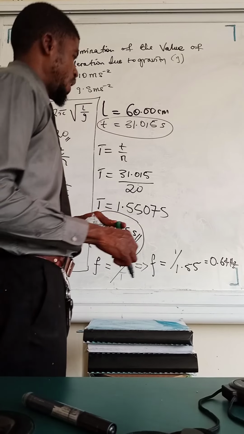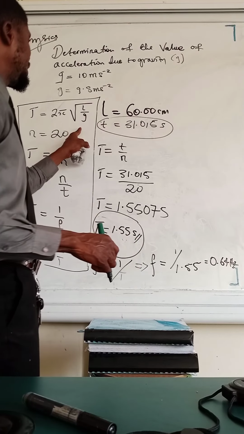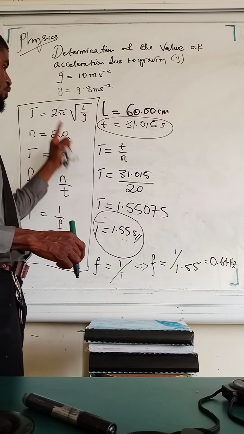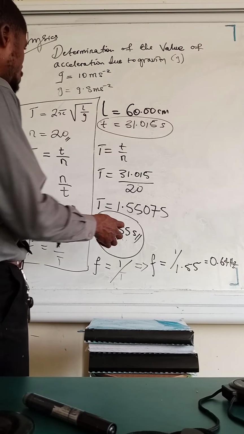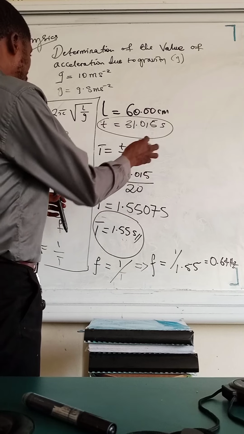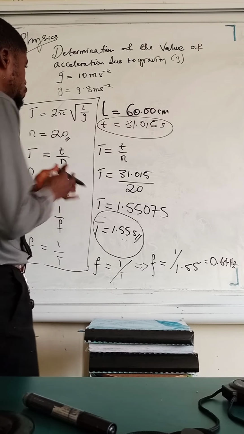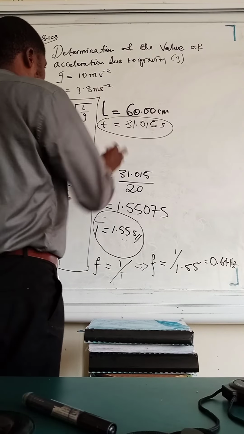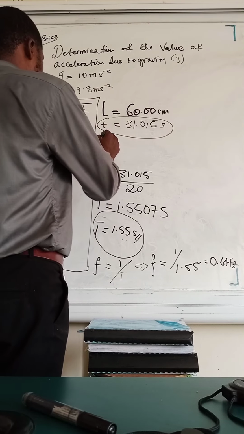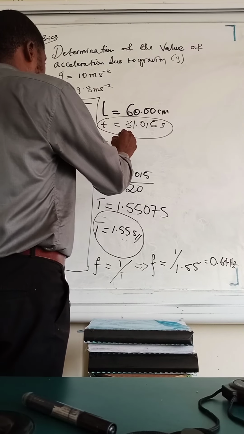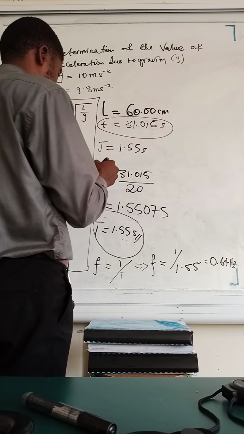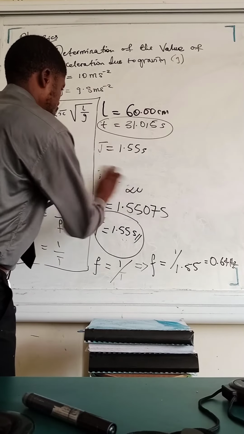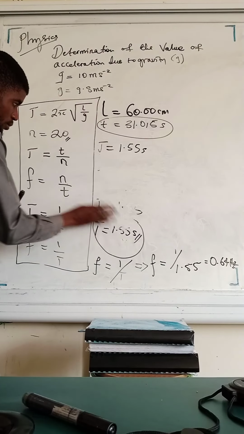But that is not what we are here for. We want to find the value of acceleration due to gravity. So I have gotten this value. I'm free to clean this from here and write as my T is equal to 1.55 seconds. So that is that for that.